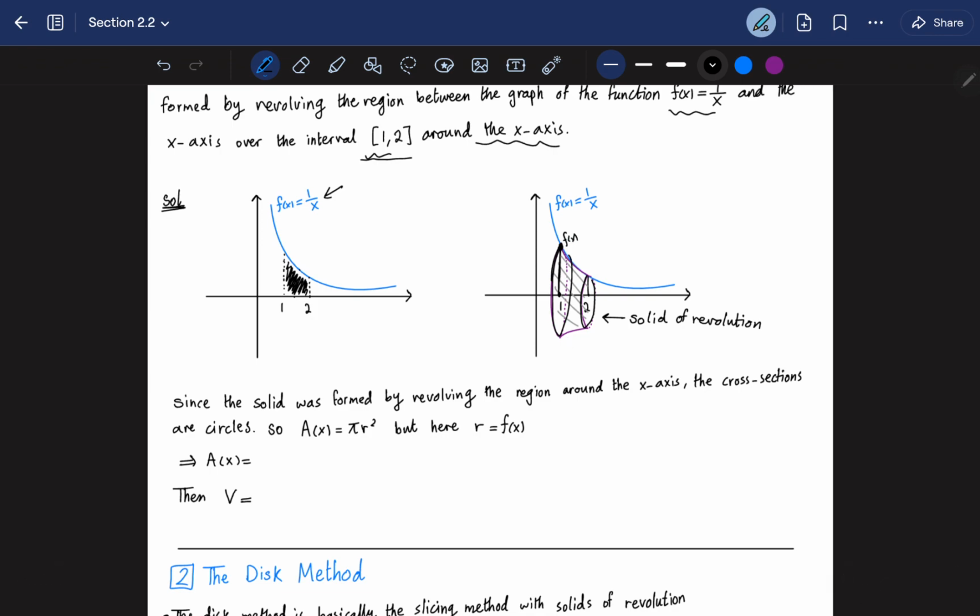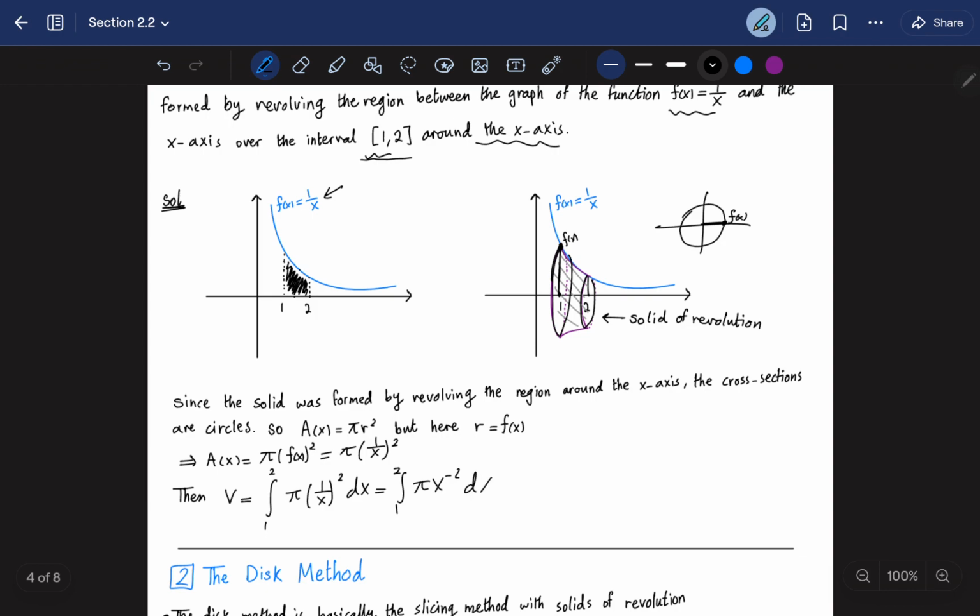Which means that the area for the cross-section would be just pi f of x squared, because the area of a circle is just pi r squared, and here r would be f of x. Okay, but what is f of x? It's just 1 over x, and we were going to square it. If I'm taking the volume, I need to integrate on this interval given, taking the area of the cross-section.